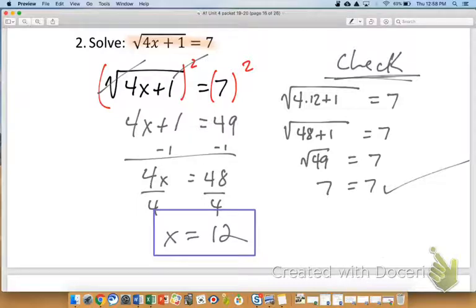That's not correct. I know. I didn't square it first. I subtracted one. Oh, that's a problem.